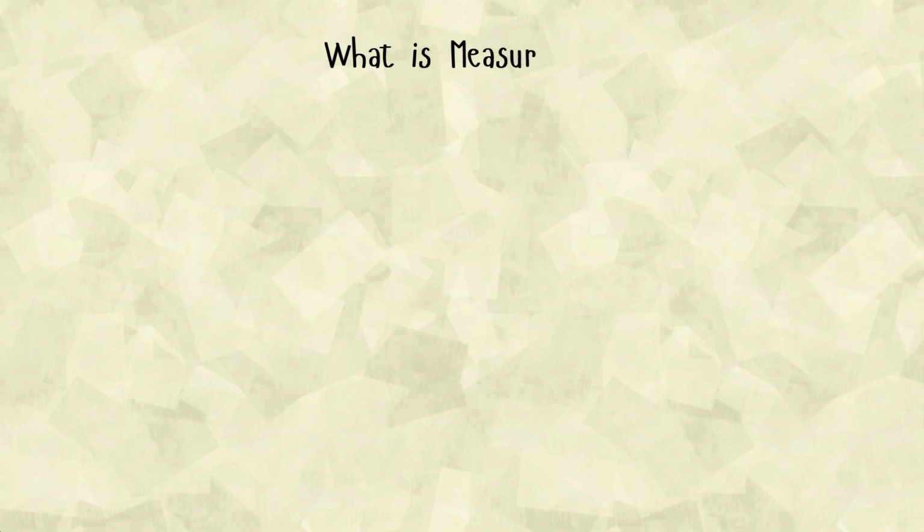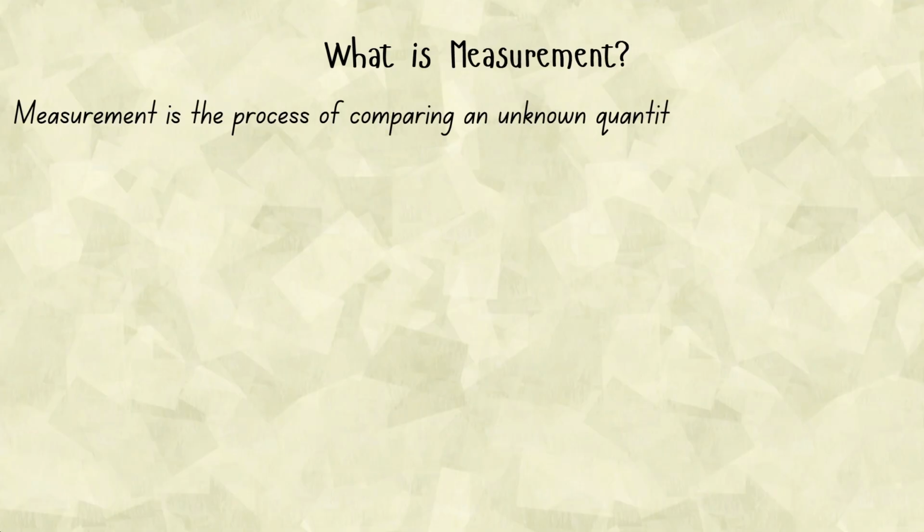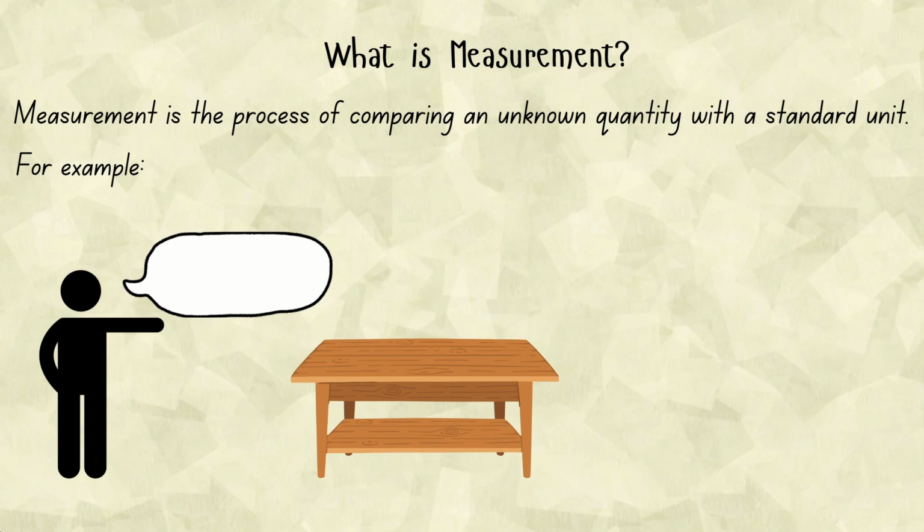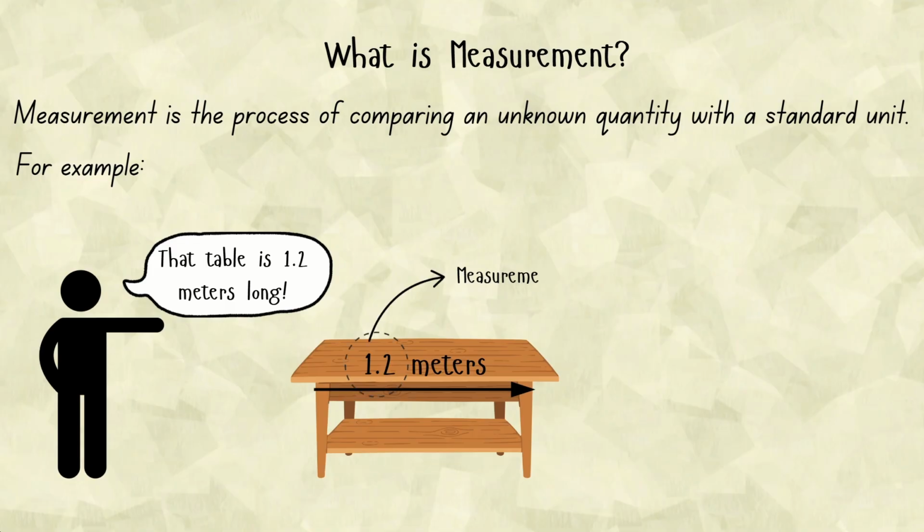What is measurement? Measurement is the process of comparing an unknown quantity with a standard unit. For example, if you say a table is 1.2 meters long, the number 1.2 is your measurement and meters is the unit. Measurement is something we use daily, like checking height, cooking recipes, or timing events.